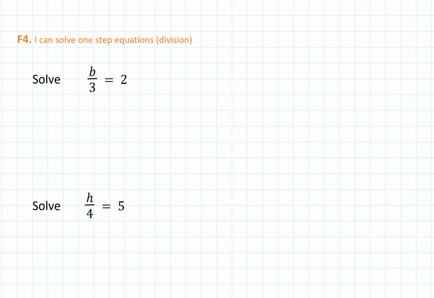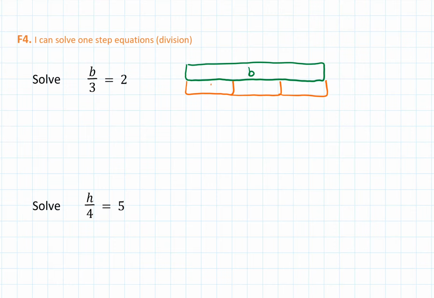Moving on to F4. In F4, we'll have division. When we want to draw the bar model for division, this is how we will draw it. We have B, which is being divided into 3 equal parts, and each part equals 2. Because B divided by 3 is 2.